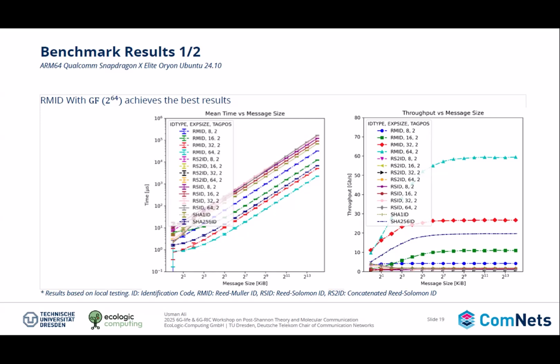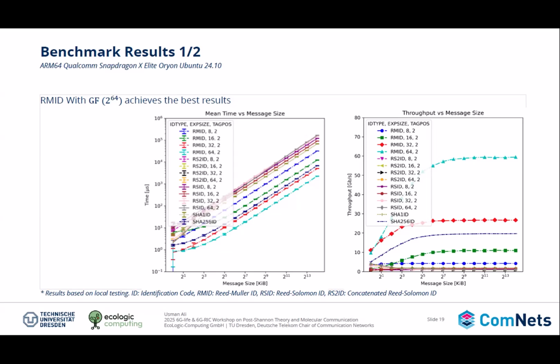Ubuntu versions. Here you will notice I've shown the mean time as it scales for increasing message size, which is presented in kilobytes, and the time is in microseconds. You can see the lower the time is, the better. In the Reed-Muller codes that we implemented with the highest field sizes, they achieved the best results. But for small field sizes, they're also comparably fast.